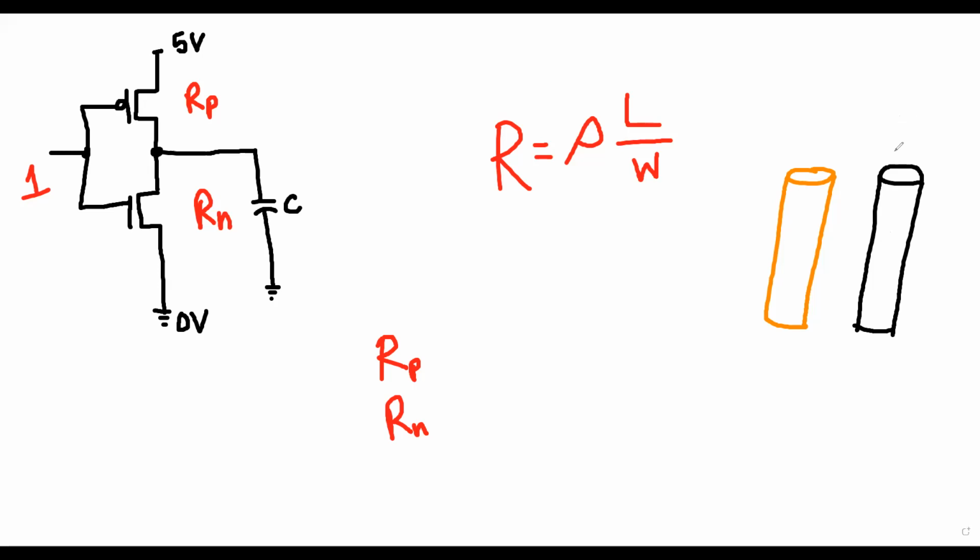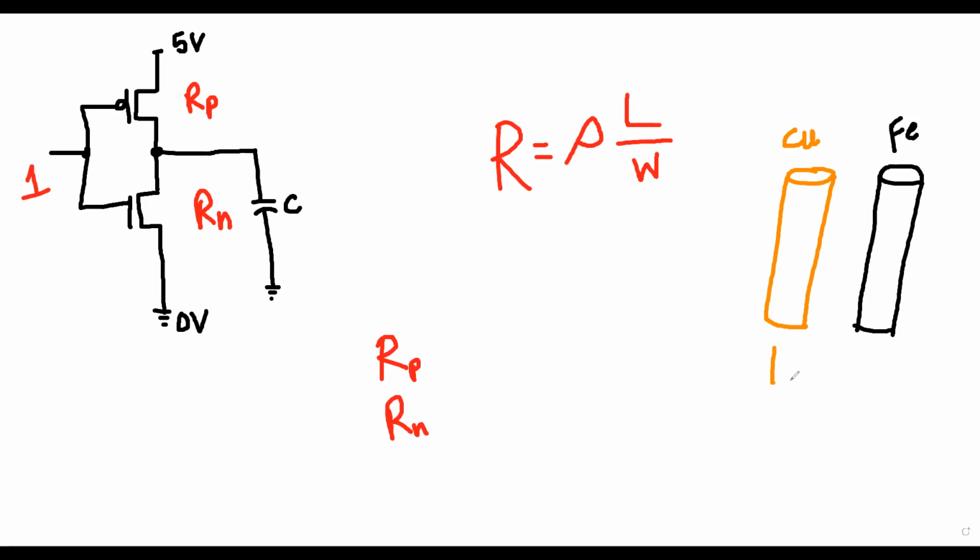The black one is the iron, Fe. Let's say this other one is copper, that means Cu. Which one is the better conductor? Copper. Copper is the better one, it has less resistance. The iron one has more resistance.